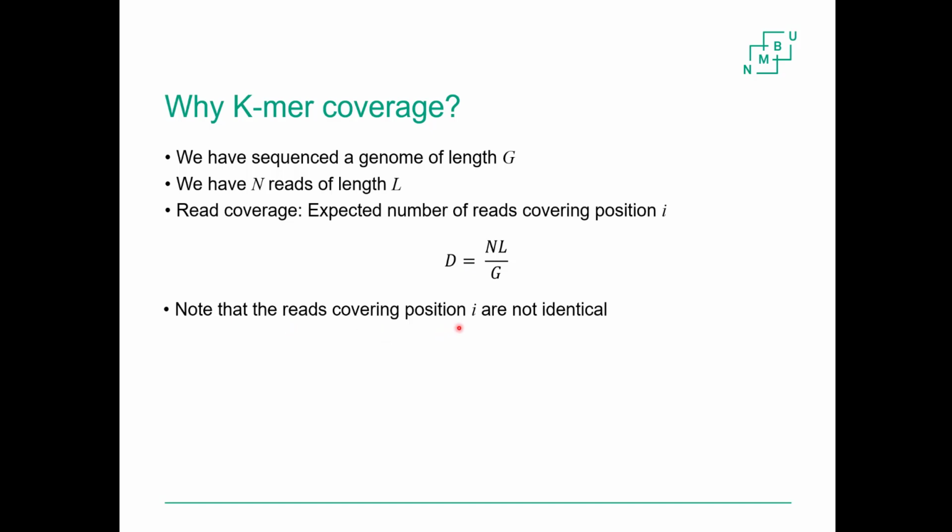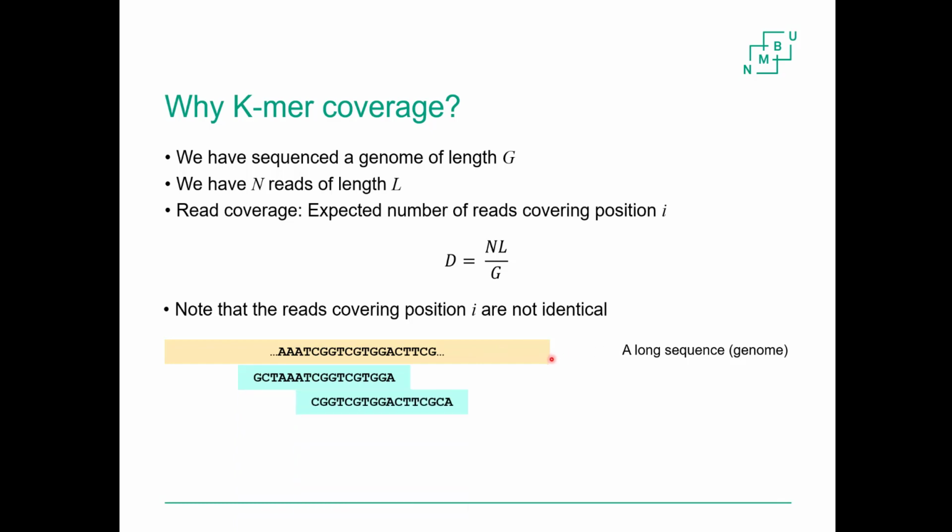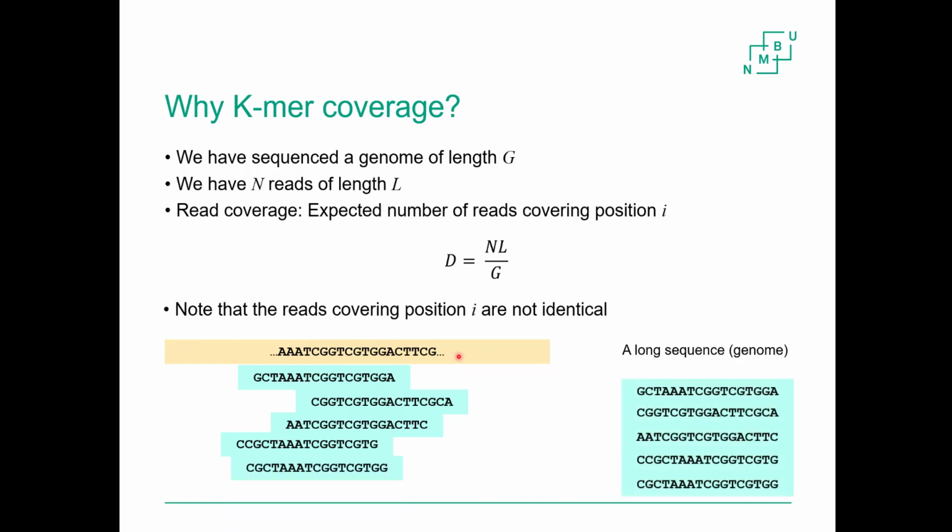Note that reads covering position i are not identical to each other, not at all, actually. Here we can think of a piece of a genome, right? This is the genome we are sequencing. And then, of course, reads are coming from random positions in this region. There are many other reads, but let's only focus on this small region of the genome. Some reads come from here and here and there. They all cover, for instance, this position here, right?